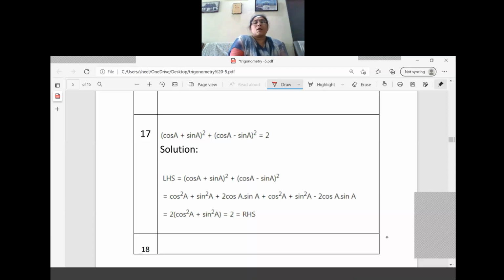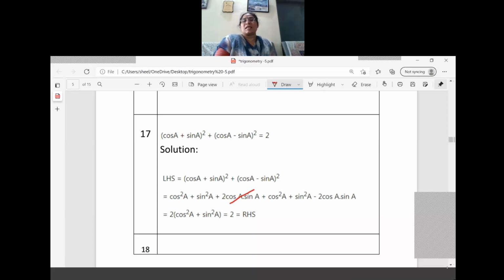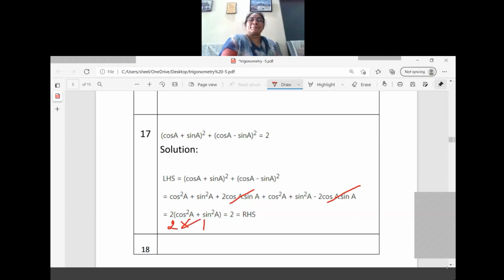What is (a plus b) whole square? Cos square A plus sin square A plus 2 cos A sin A. Nothing else is there, (a plus b) whole square only. And the expansion of cos A minus sin A whole square is cos square A plus sin square A minus 2 cos A sin A. So what is happening here? This plus 2 cos A sin A and minus 2 cos A sin A will get cancelled. So what is remaining there? Cos square A and sin square A, two times are remaining. So cos square A plus sin square A, what is the value? It is 1 only. So 2 into 1, it is equal to 2, right?